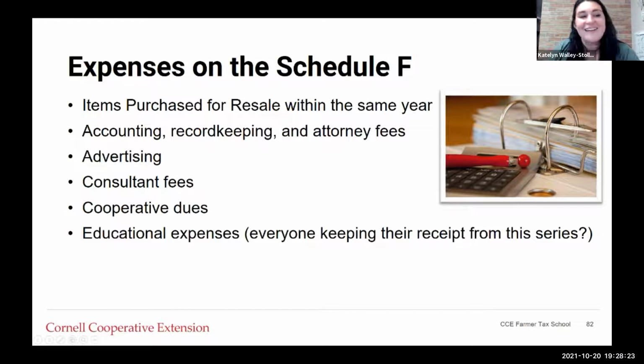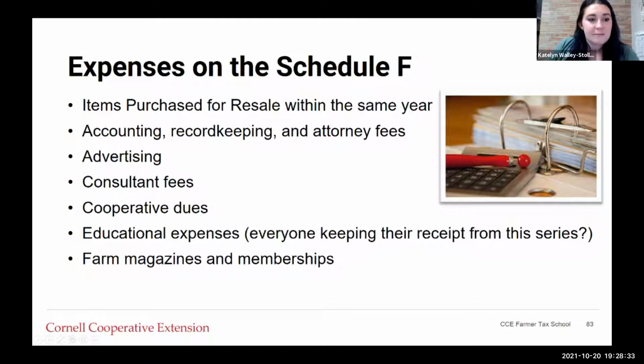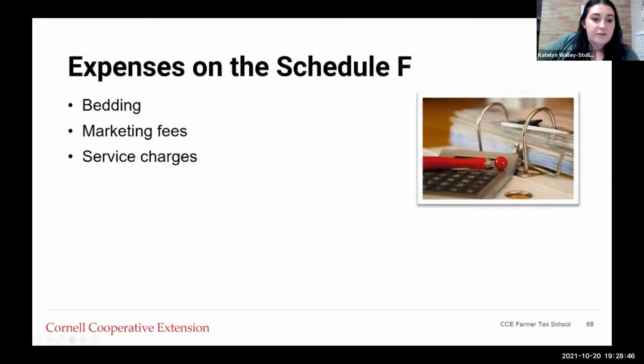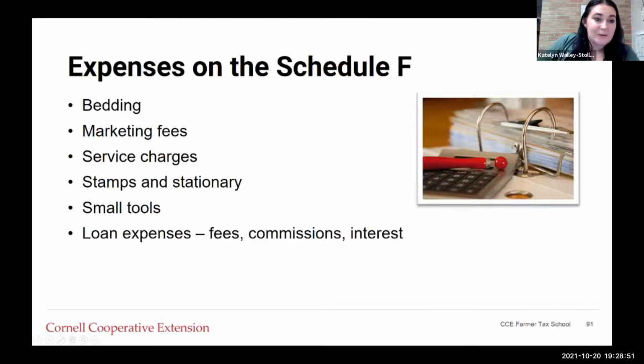So here's my shameless plug. All of you hopefully kept the receipt for this series. That's a cost that you can claim on your Schedule F. Farm magazines and memberships to organizations that are related to your farm business, insecticides and chemicals, bedding for your animals, marketing fees for your product, service charges, stamps and stationery, small tools, loan expenses, including fees, commissions, and interest.